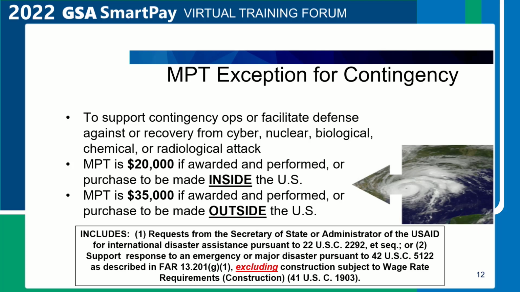A major disaster is defined as any natural catastrophe which is determined by the president, and it can cause damage of sufficient severity and magnitude to warrant major disaster assistance under the Stafford Act.